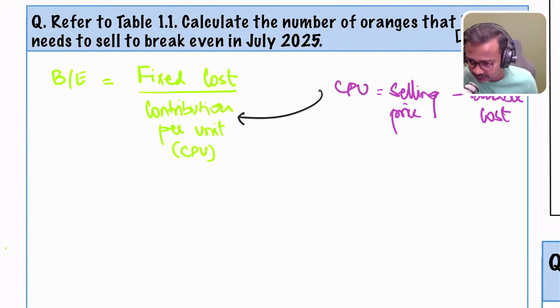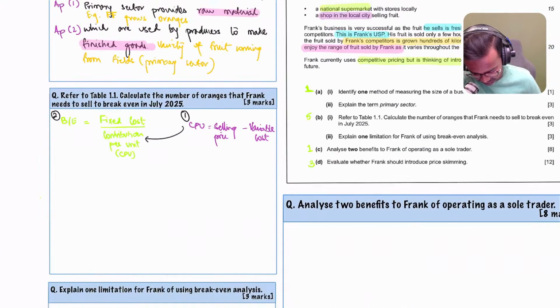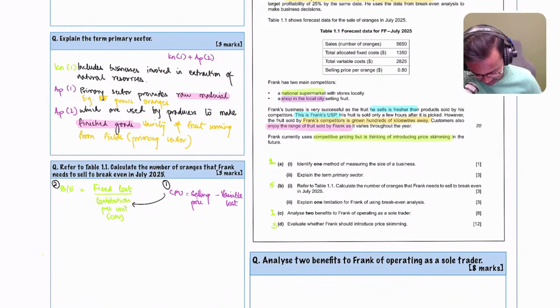Fixed cost is usually given to you. So it's always this one first and then this one second. So in order to calculate break even, you first need to calculate contribution per unit. And for that, I'm going to take you to the case study. And there's the table. Why don't I bring the table down there? Yeah, I'm going to do the question here.